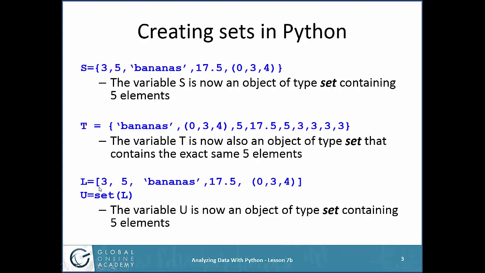Now, let's create a list. Square brackets, so it's a list. Curly brace means I'm either doing a dictionary or a set. But this square bracket means I'm doing a list that contains a 3, a 5, the string bananas, the 17.5, and this tuple. So L is a list. If I then do U equals set L, the variable U is now an object of type set containing 5 elements that were the 5 elements of the list.